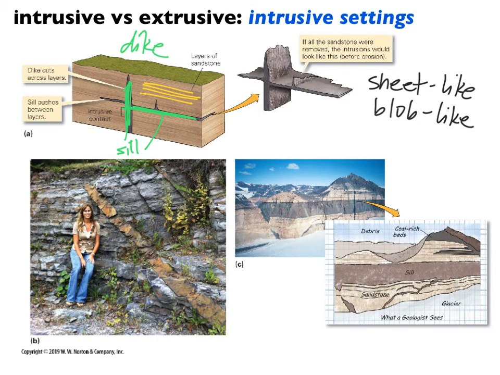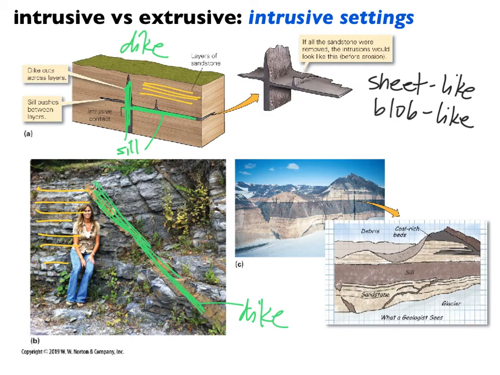So in the picture of the woman sitting on the bench, we've got these pre-existing rocks that clearly have these planar features like so. And then you can see that there is a sheet-like or tabular igneous rock that is cutting across those at a pretty high angle. So this would be an example of a dike.